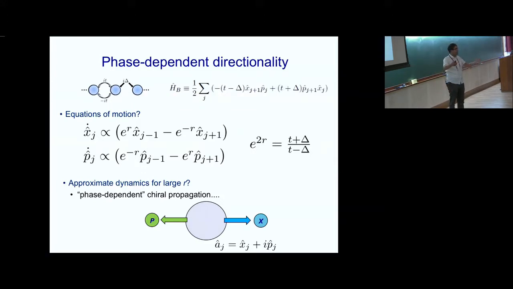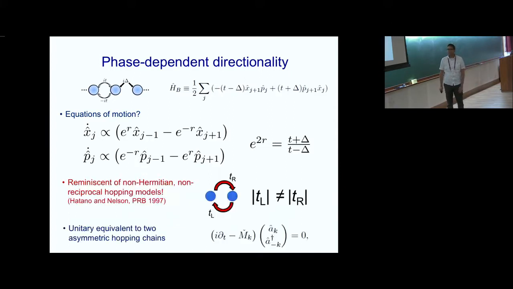And finally, I'll make the connection to a non-Hermitian Hamiltonian and Professor Hatano's work. The nice thing here is this is really unitarily equivalent to 2 copies of a non-Hermitian type binding chain, where the hopping matrix element from left to right is different in amplitude than the hopping matrix element from right to left. Okay? So again, you're getting effective non-Hermitian dynamics. Hopping is stronger in one direction than the other direction. Starting from a completely Hermitian Hamiltonian, in 10 seconds, where does that come from?